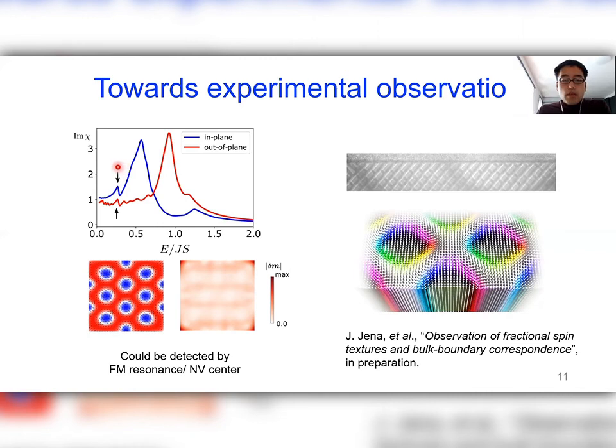Just by applying the AC magnetic field at these resonance frequencies, we find strongly localized spin wave excitations at corners. So we can excite magnonic corner states by in-plane or out-of-plane AC magnetic fields at low frequencies, and they could be detected by the ferromagnetic resonance technique or other techniques such as NV center magnetometry or near-field light scattering techniques and so on.